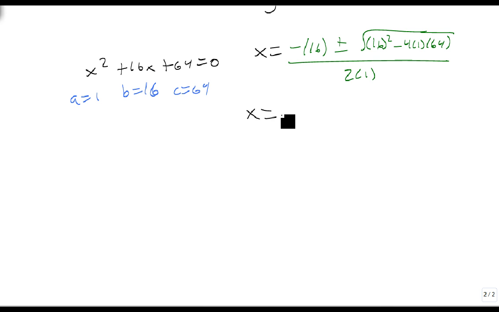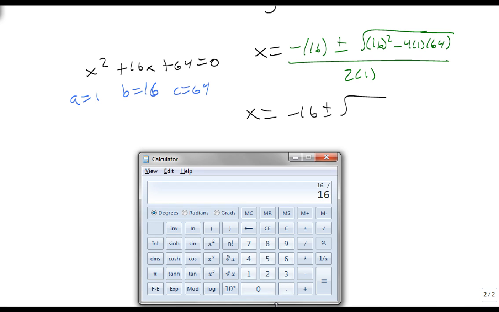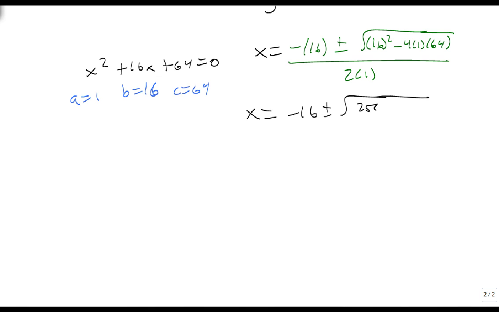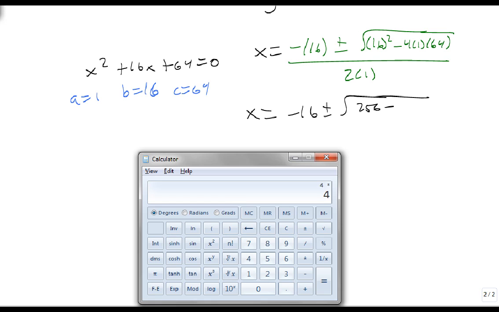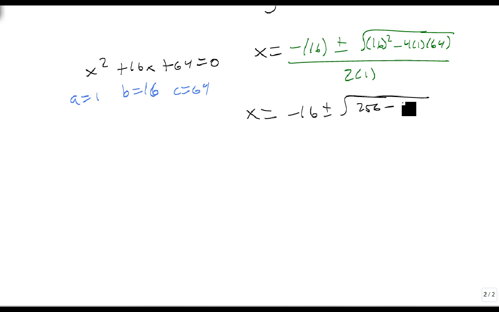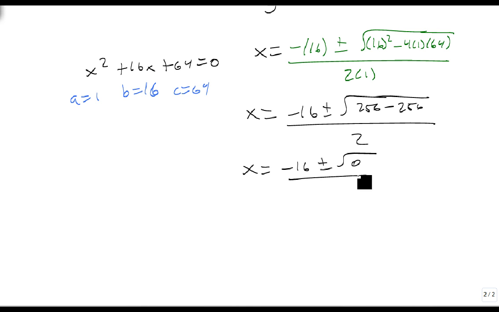Well, this means x is minus 16 plus or minus the square root of 16 squared, which is 256. And 4 times 64 is 256, all over 2. x equals minus 16 plus or minus the square root of 0 over 2, which is minus 16 over 2, which is minus 8. So again, we only get one answer, negative 8, and it turns out that this is a perfect square trinomial, and because it's a perfect square trinomial, it only gives one answer.